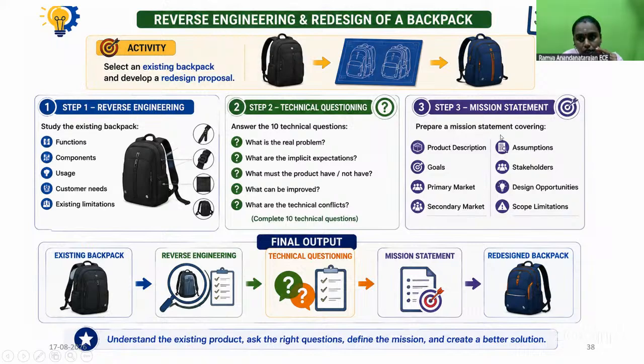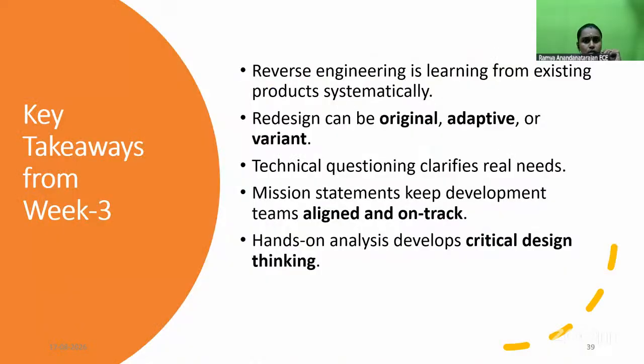So, we need to prepare mission statement covering product description, goals, market, assumptions, stakeholders, design opportunities, and scope limitations. So, if you follow this procedure, you can redesign your backpack. That is, existing backpack, do reverse engineering, technical questioning, and mission statement. After that, you go to redesign. The redesign can be done by any of the methods which we discussed in week 2 and week 3. So, understand the existing product, ask the right questions, define the mission, and create a better solution. So, with this, week 3 is over. That is, reverse engineering is a learning from existing products.